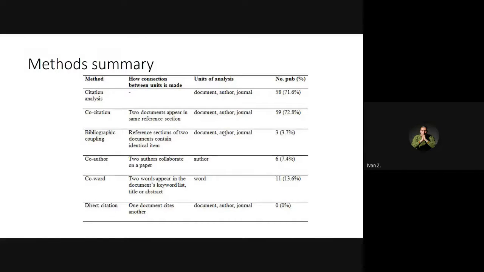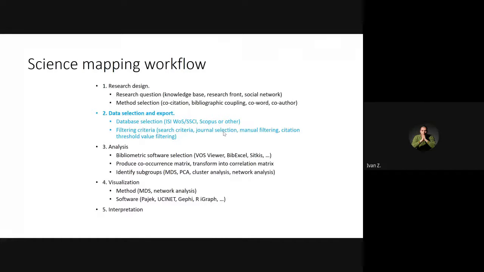And here is some kind of a summary. In the articles that we analyzed, most of them used either co-citation or citation analysis. So co-citation is basically the most used bibliometric method in management studies. And others, apart from the straight citation analysis, are used more sporadically. Although recently, I have to say, I see more and more use of bibliographic coupling. So much about research design.